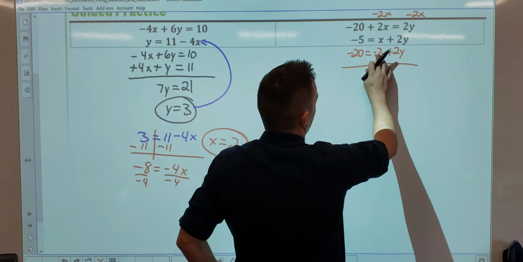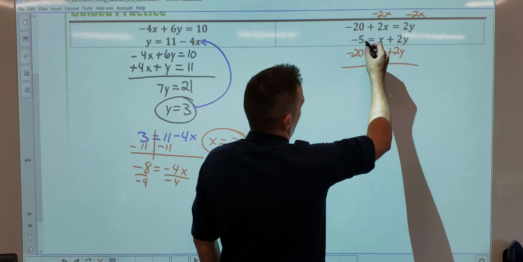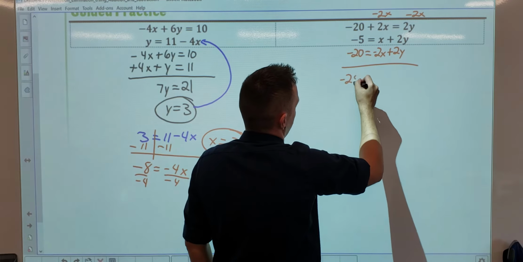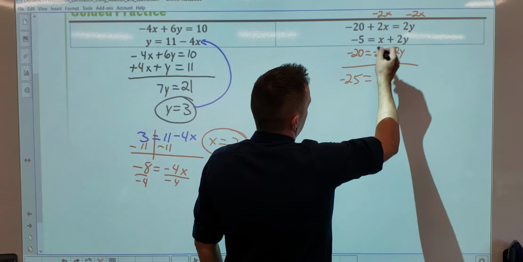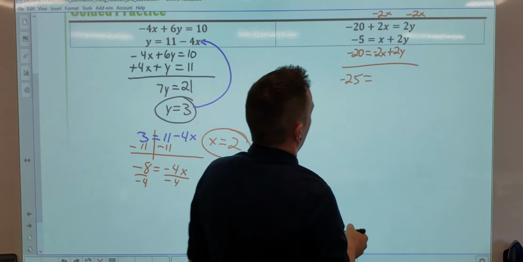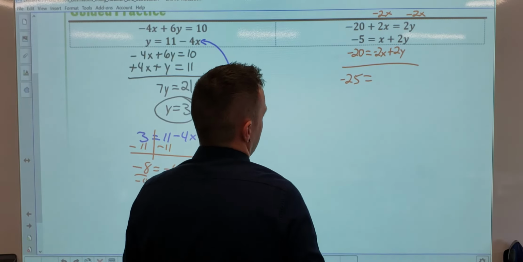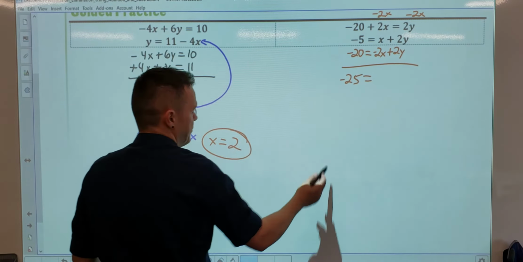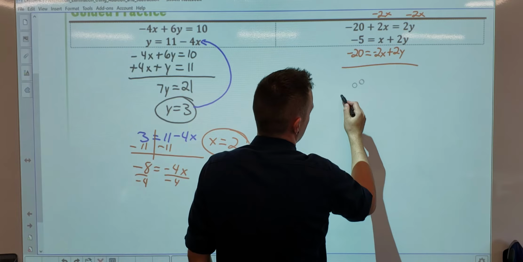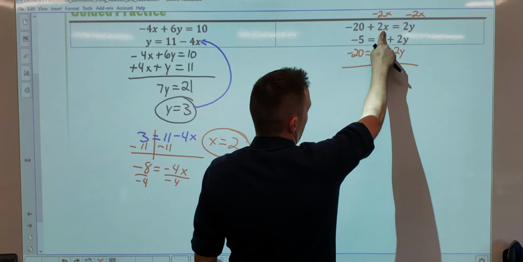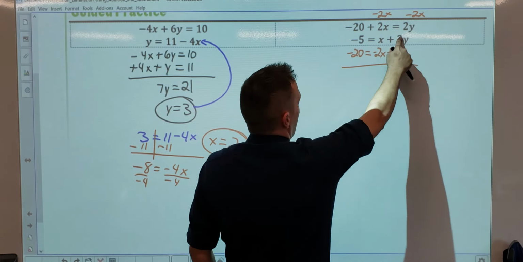All right, so now we're going to do our math. So this is negative 25 equals these. Do they cancel out? No, they do not. So I've got to change it up. What I said was wrong. I forgot I was going to cancel these out, but they don't cancel. I have to cancel this out.